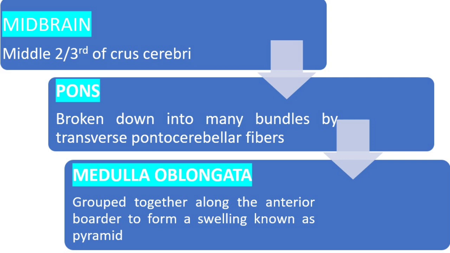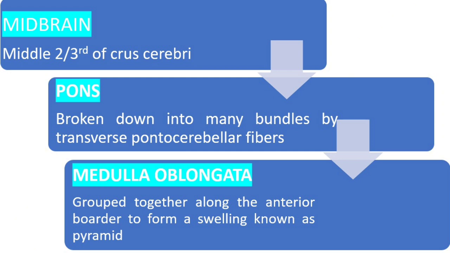Here, the fibers that are concerned with the cervical portion of the body are situated medially, and the ones concerned with the leg are placed laterally. Okay. Next, talking about the pons. When it enters the pons, the tract is broken down into small bundles by transverse pontocerebellar fibers, and then it descends to the medulla oblongata.